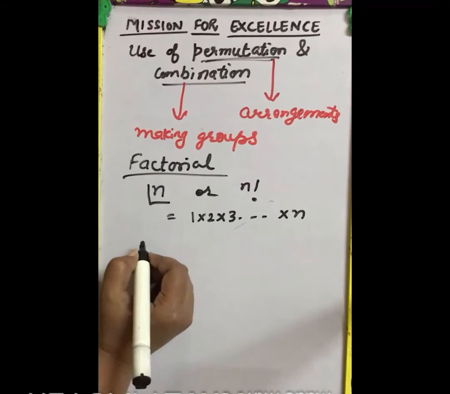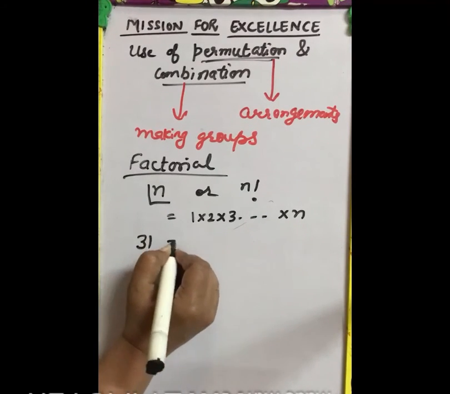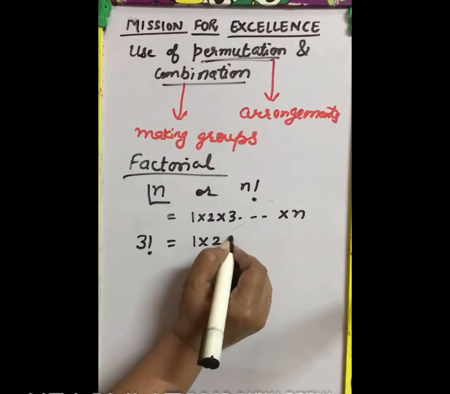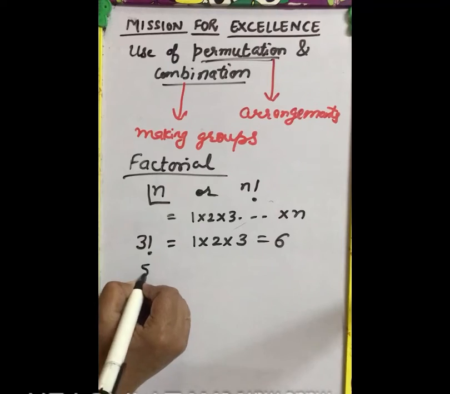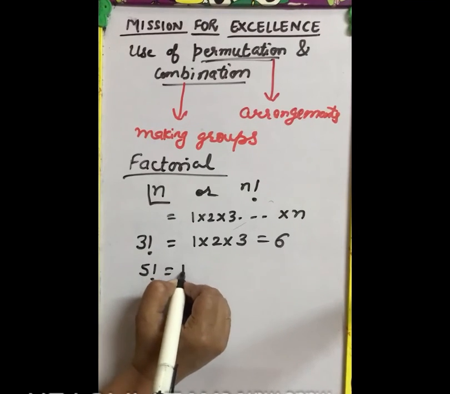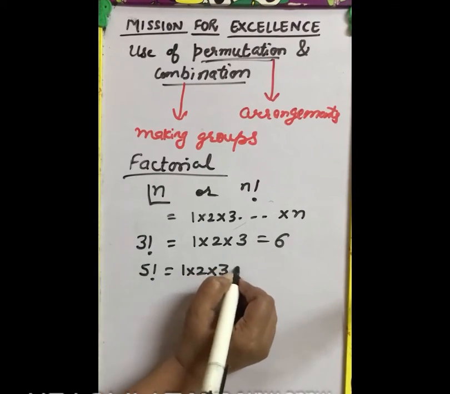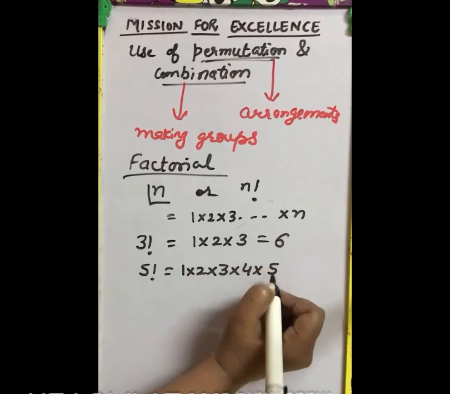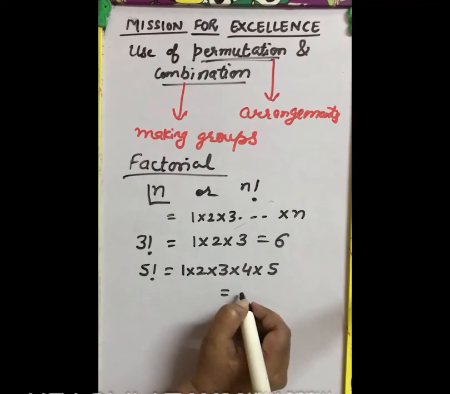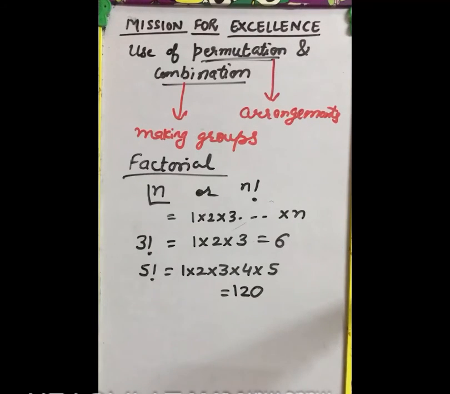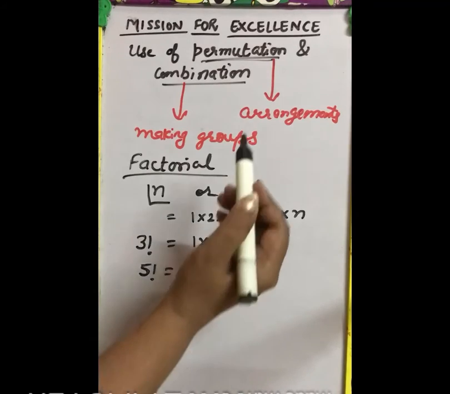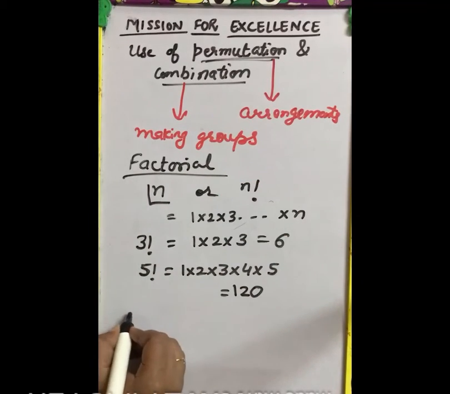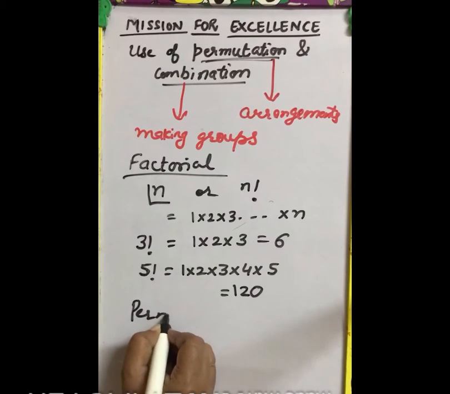For example, if you have to find out factorial 3, then its value will be 1 into 2 into 3, that is 6. If you find out the factorial 5, then its value will be 1 into 2 into 3 into 4 into 5, that is equal to 120. So in this way we can find the factorial. Now let us come to permutation.